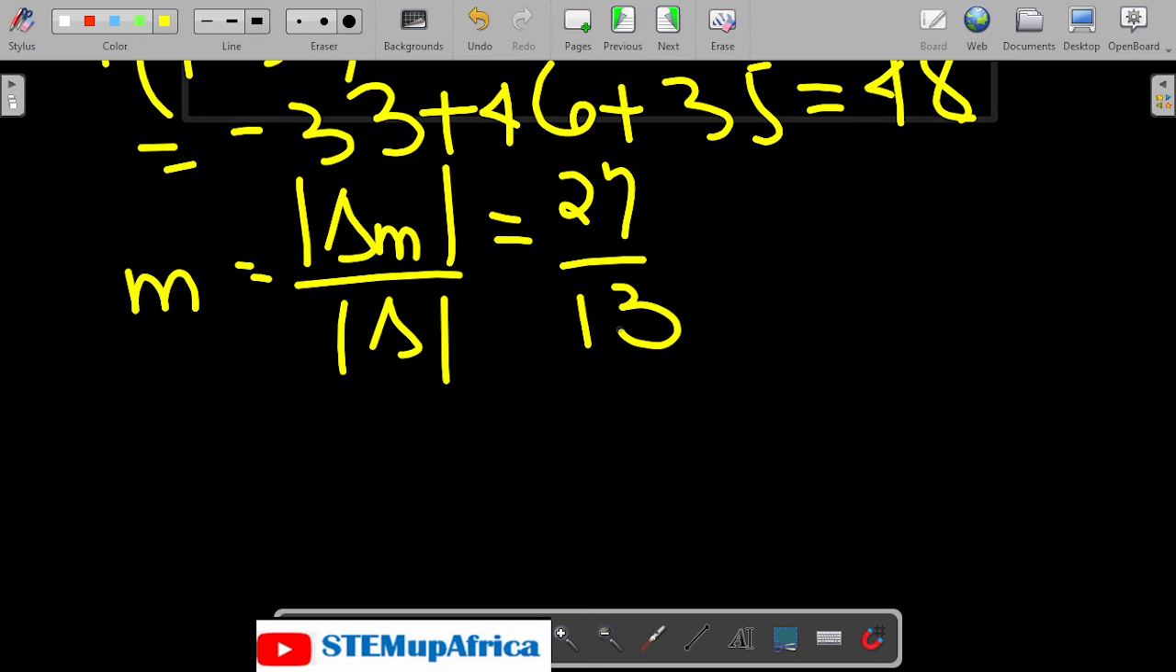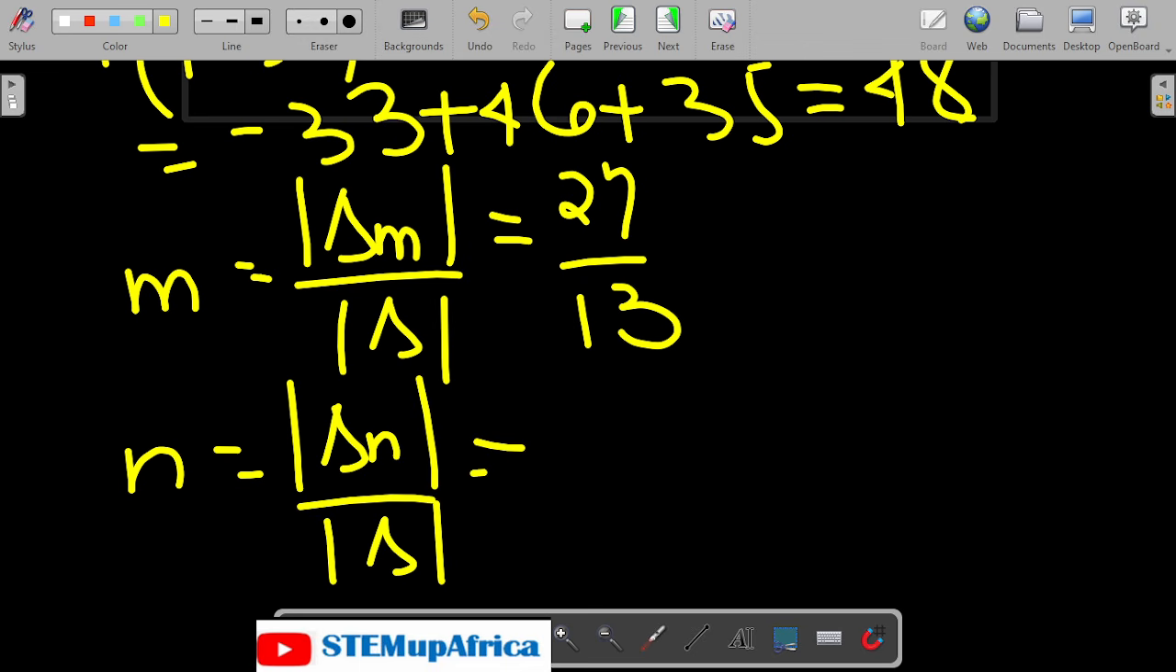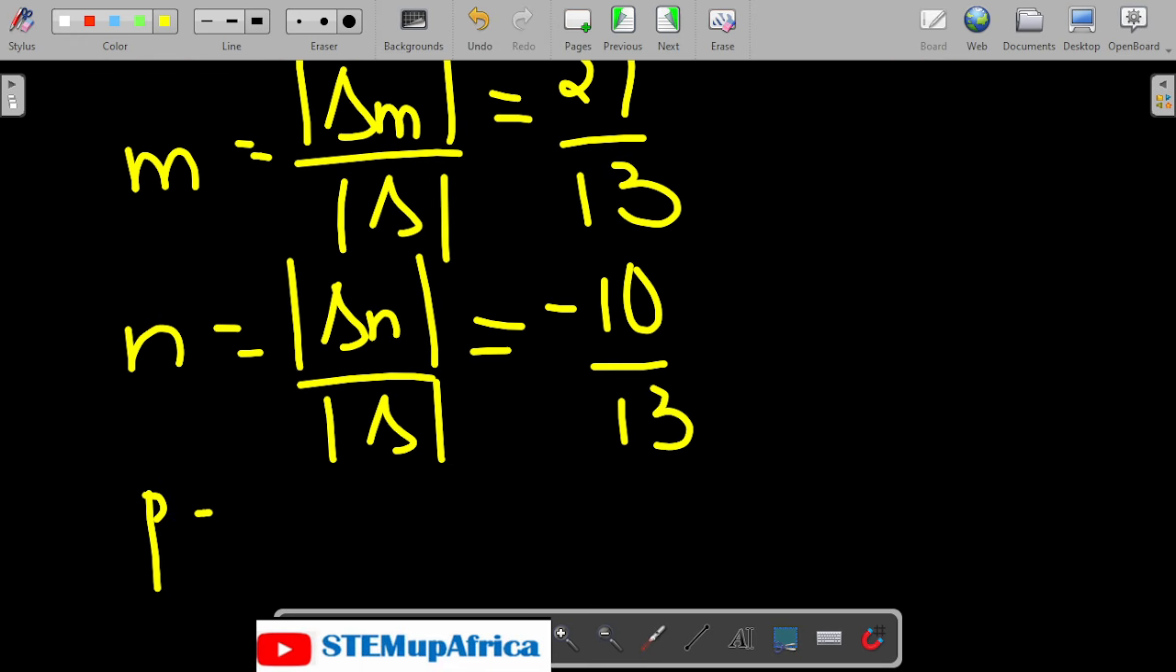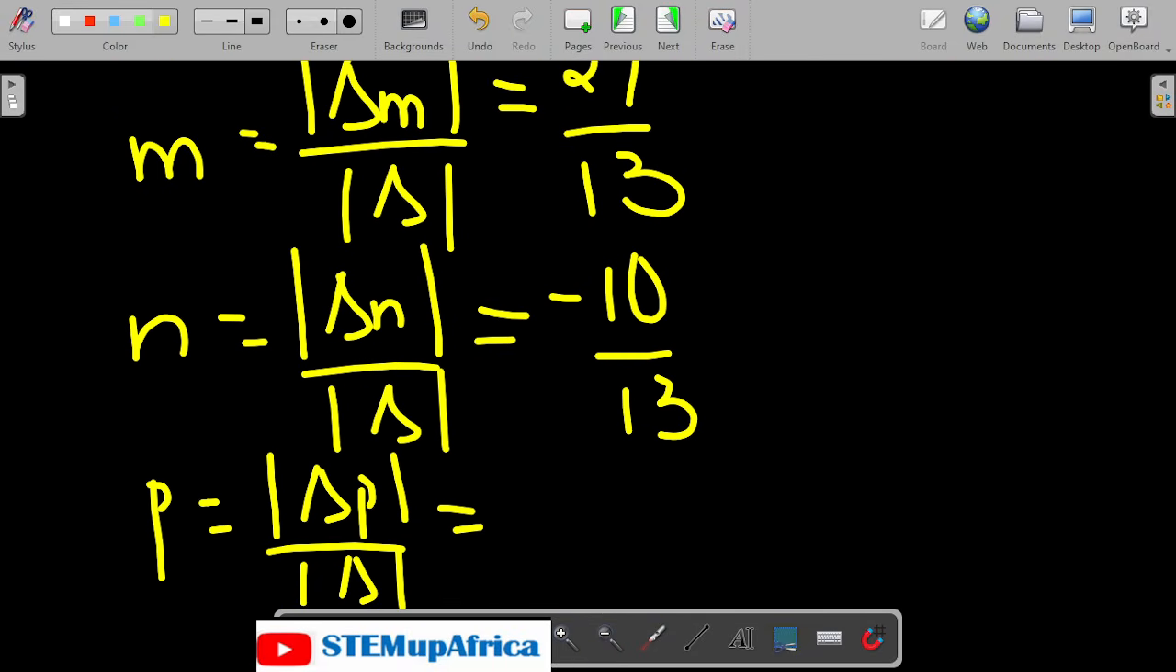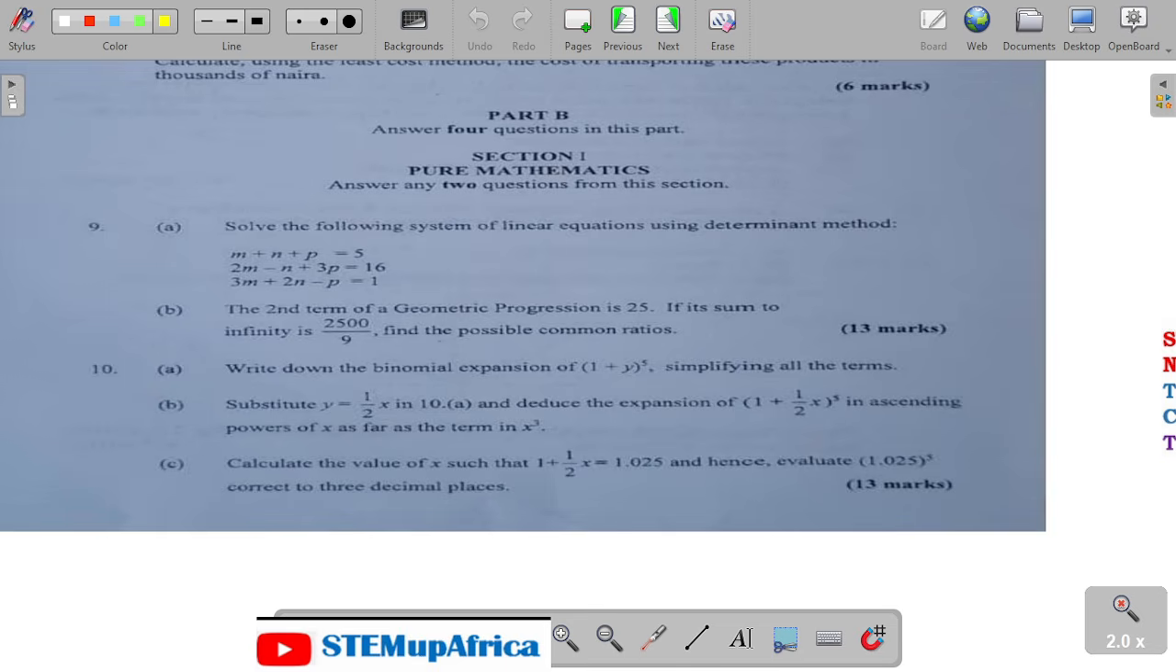So I will have my n is the determinant of delta n over the determinant. What's our delta n? We got minus 10 over 13. Then finally, we have p is the determinant of delta p over the determinant. So we got p quite long. Let me verify again. We have 48. So the answer is now 48 over 13. So this is the solution to the question. You can verify it by substituting m, n, and p into one of the equations to see if they give you that equal sign. So that is for that.